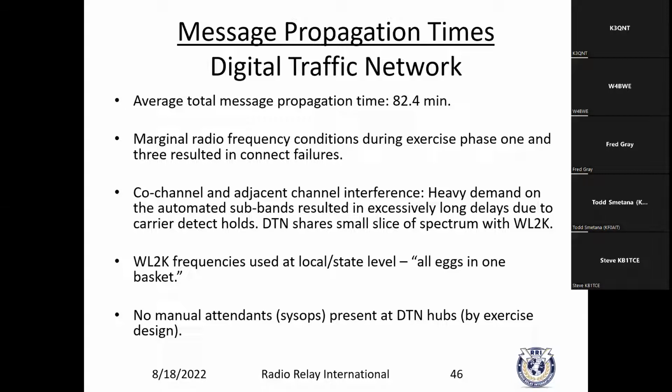So again, another deficit that we noticed was that there were no manual sysops present at the DTN hubs. We did this by exercise design, but in a real disaster, we learned that DTN operators, if possible, have to be present to monitor the performance of the various nodes and hubs in the mesh network and say, okay, am I getting throughput? So again, the 82.4 value was related to what would happen if the DTN was just set up the way it operates routinely. And it didn't work as well as we had hoped, but it still got the traffic through, just not as fast.